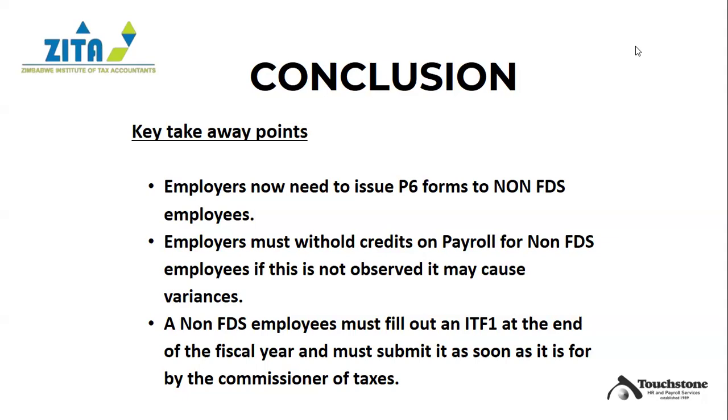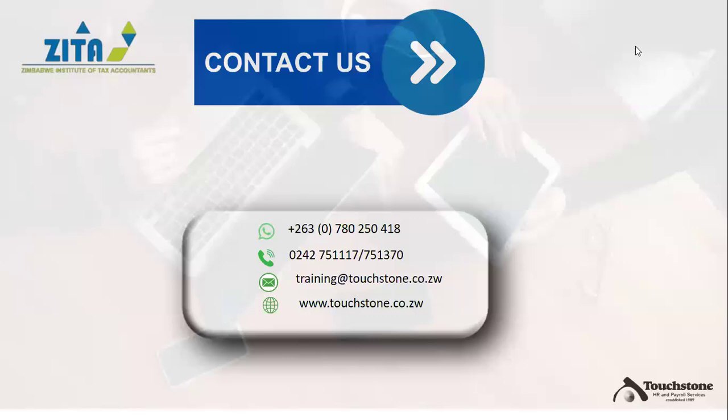If somebody joined your organization during the year, you're supposed to give them a P6 form. If they're still with you, you can download the ITF1 since you are the center of information, and you can give them that particular ITF1 so that they fill it out themselves, and they must take it themselves to ZIMRA so that they can claim the credits that were withheld during the fiscal year. So please, I think this is very, very important for you to be able to do so.